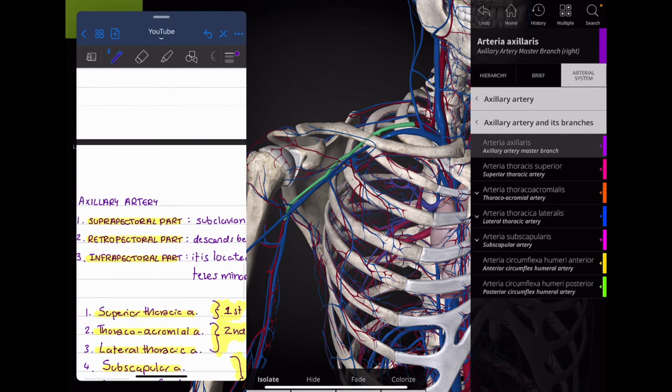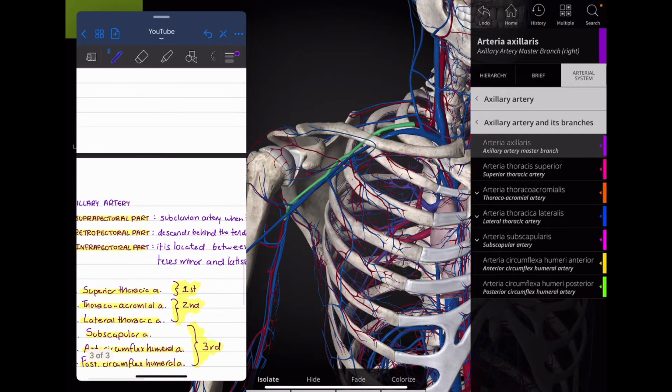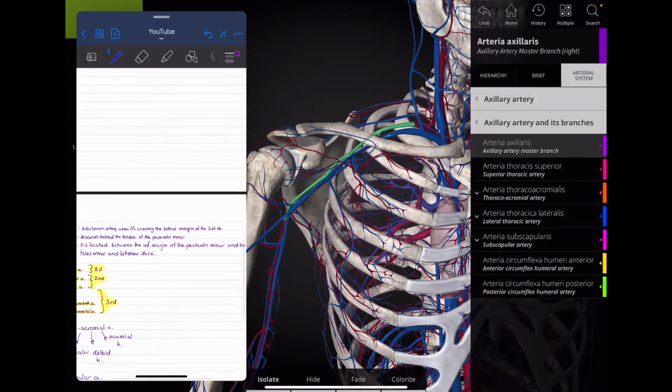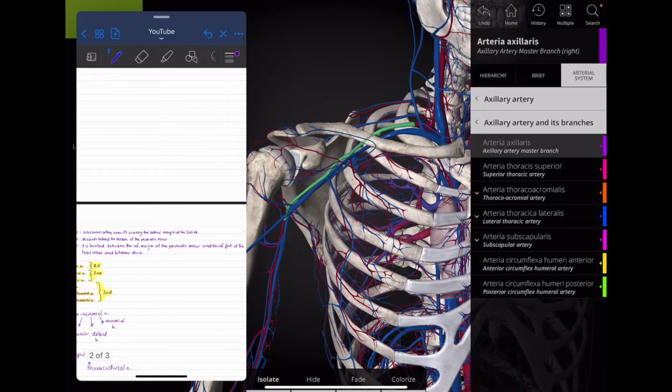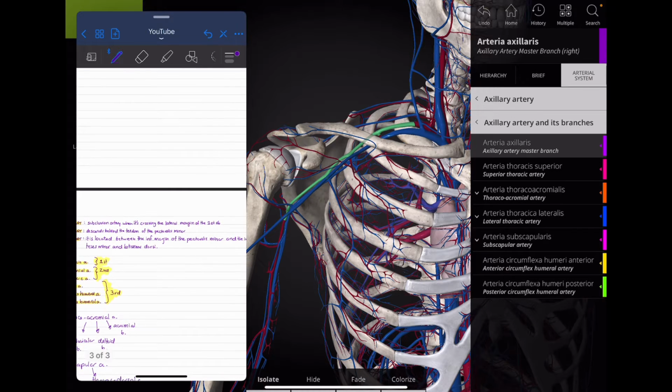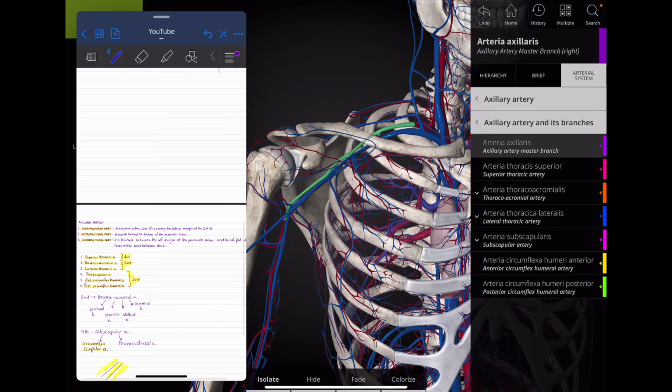And that leads us to the last part of the axillary artery, which is the infrapectoral part. This one is located between the inferior margin of the pectoralis minor and the inferior margin of the teres minor latissimus dorsi. Okay, so keep that in mind. It's important that you know not only the parts of the axillary artery, but also at which point each part arises. Okay, so I gave you a quick snapshot of where you would tend to see the different sections of the axillary artery.